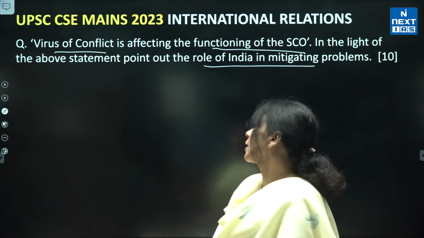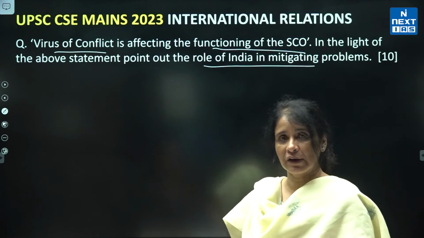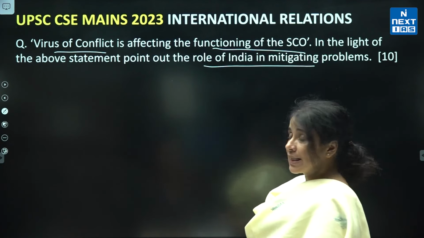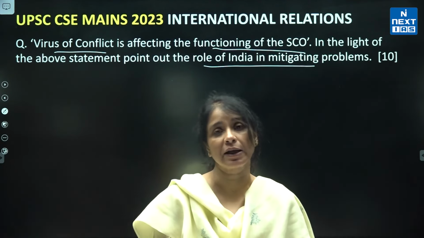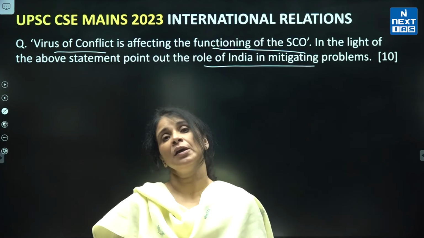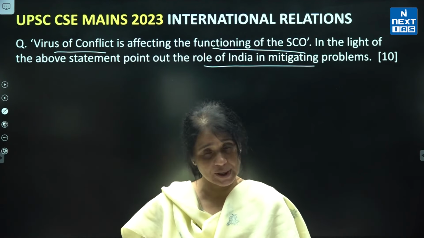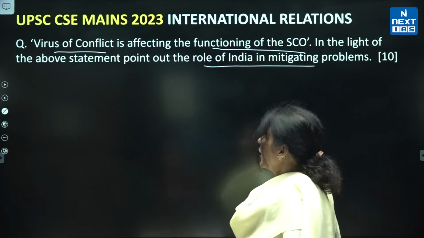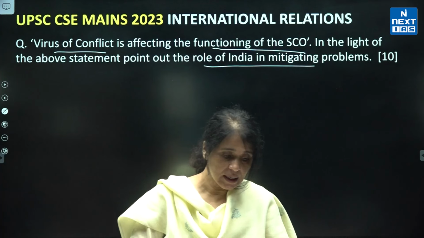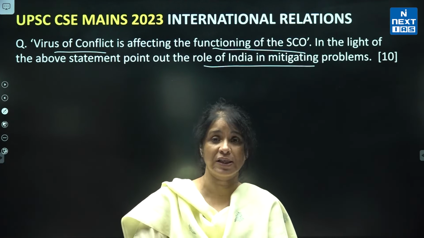So let us first try to understand what are the conflicting areas, or what are the conflicts between the members in SCO. SCO has India, Pakistan, China, Iran, and even your Central Asian countries minus Turkmenistan. Now, if you see the conflicts, India and China have boundary issues. India and Pakistan have terrorism issues. We have issues at the LOC.